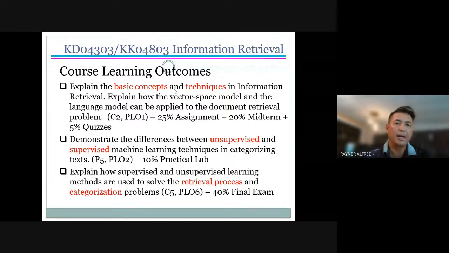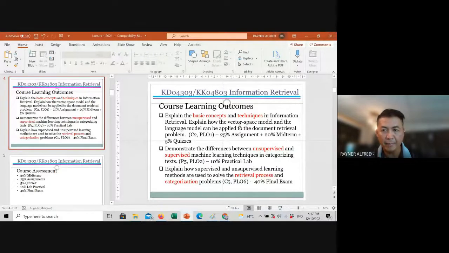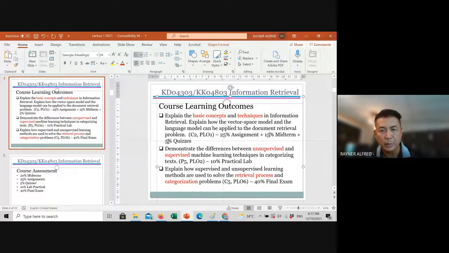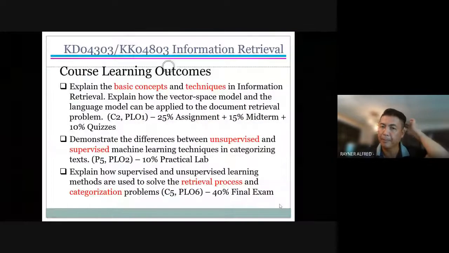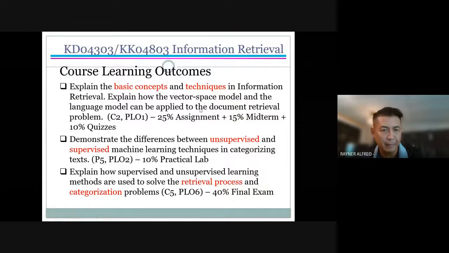And this is the learning outcome. By the end of the course, you should be able to explain the basic concept and technique used in IR. So if you look at the percentage here, 25% of your overall grading will come from your assignment. So you have to take this opportunity. You need to get all these 25% for the assignment. And we have recently changed this. We changed to 15 to make it lower because we have the quizzes here. So for your midterm, we only have 15% and quizzes 10%. Okay, so this will be used to test your basic concept and technique understanding.